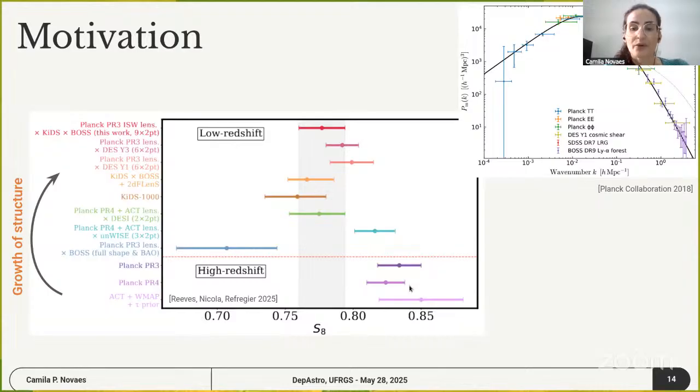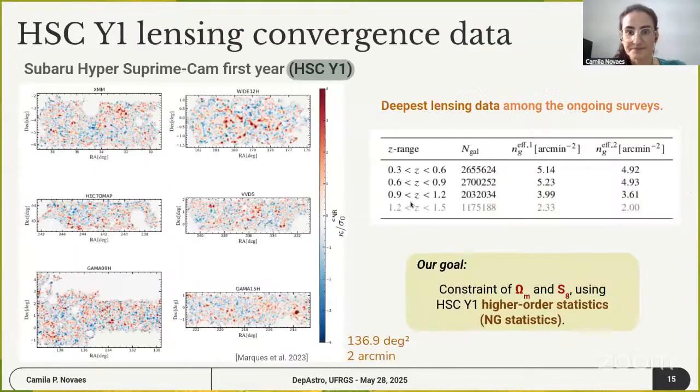Why do we want to understand why they are different, why they are in tension? Because to go from the beginning of the universe, when you had the release of the CMB, to the late universe today, you have many things happening. You have the growth of structure, and this growth depends on many aspects of the universe: the expansion, how gravity acts, and the composition of the universe. So by studying this tension and why it is happening, you can learn many things about the universe. So let's go to the analysis.